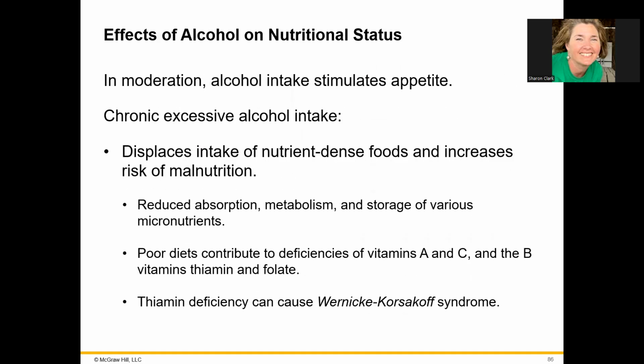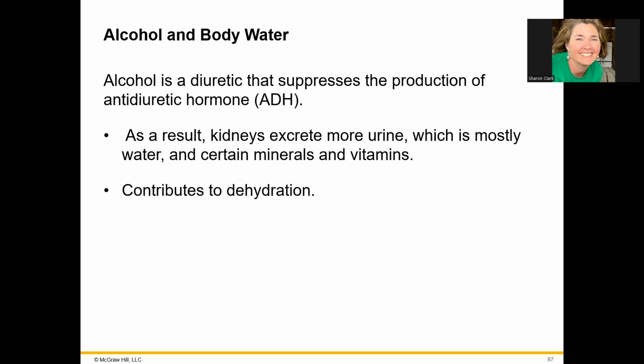Remember that alcohol is a diuretic. Okay. It can suppress the production of your antidiuretic hormone, and that leads the kidneys to excrete more water, which means you pee more, which is going to contribute to dehydration.